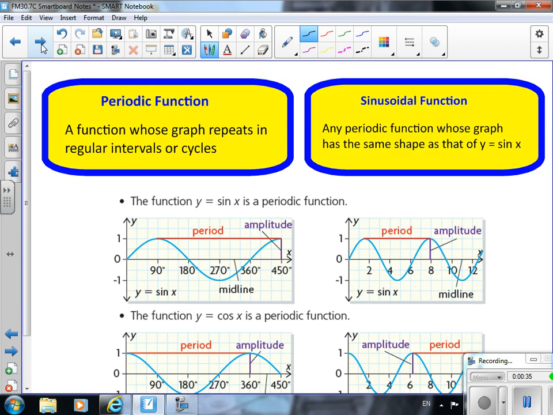So first of all, a periodic function is a function whose graph repeats in regular intervals or cycles. So these first two graphs here, we see that the pattern is repeating over and over. A sinusoidal function is any periodic function whose graph has the same shape as that of y equals sine x. So the first two graphs, this one and this one, are both sine graphs. And we know they are a sine graph because they start out at y equals 0.